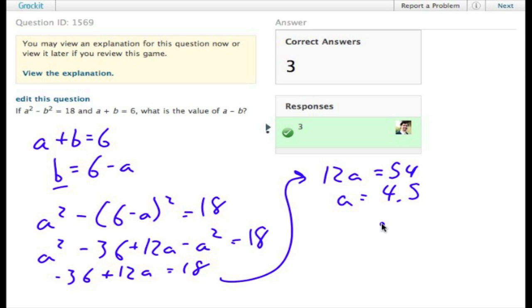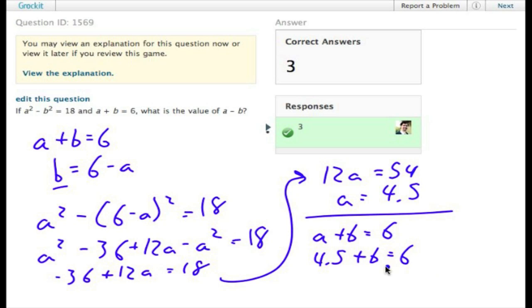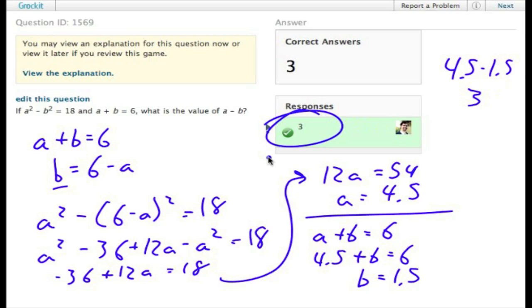So if that's the case, then a plus b equals 6 is going to be 4.5 plus b is equal to 6. That is, b is equal to 1.5. So what is the value of a minus b? Well, it's 4.5 minus 1.5, or 3, which was the answer that we came up with.